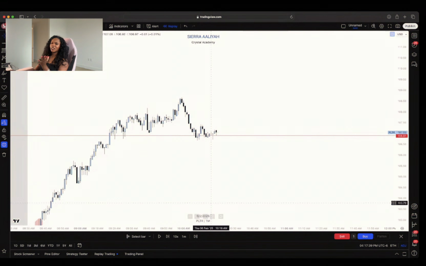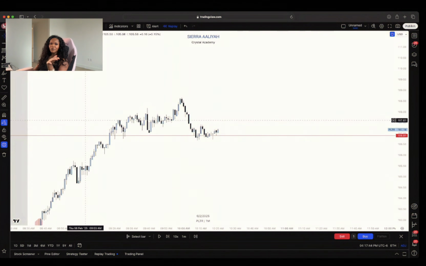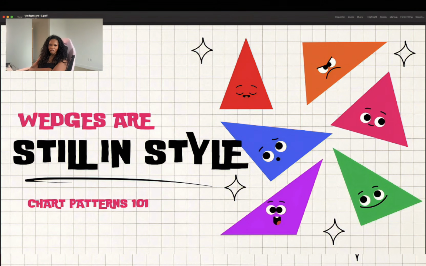It actually ended up today closing around 112, which is whatever. But for all this to say, if you're still watching and you're like, hey, I don't really understand what exactly is this triangle thing, don't worry, I have PowerPoint. So, wedges are still in style. Chart patterns 101 with Sierra.